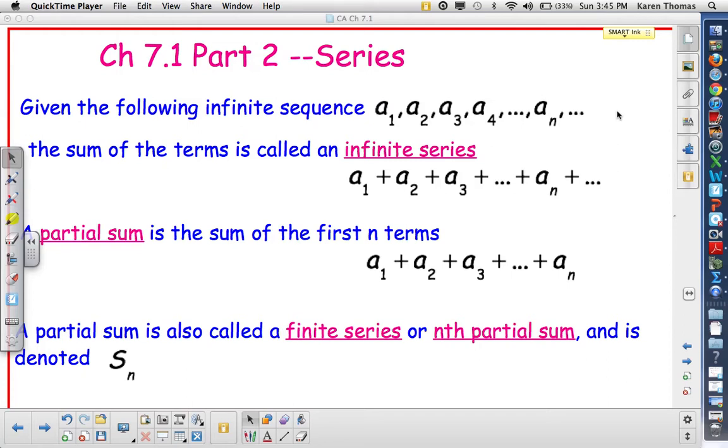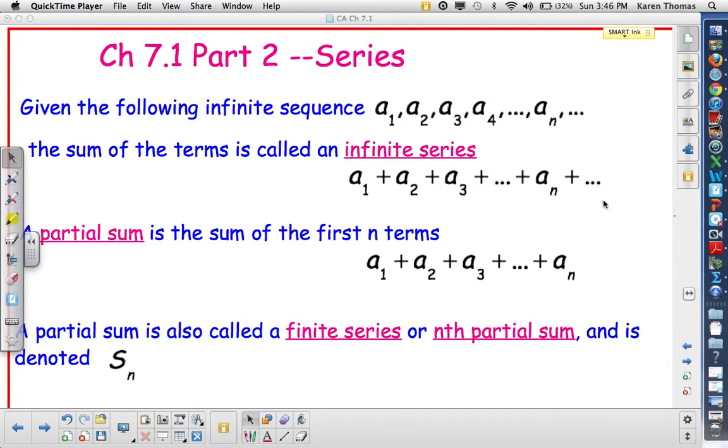If you look at what we have on this screen, we have an infinite sequence that is just in generic terms. We have a sub 1, a sub 2, a sub 3, and so on, which goes on forever. The difference between a sequence and a series is that instead of putting commas between each term, we're going to put a plus sign and actually add each term. The sum of the terms in this one is an infinite series because it doesn't have a stopping point.